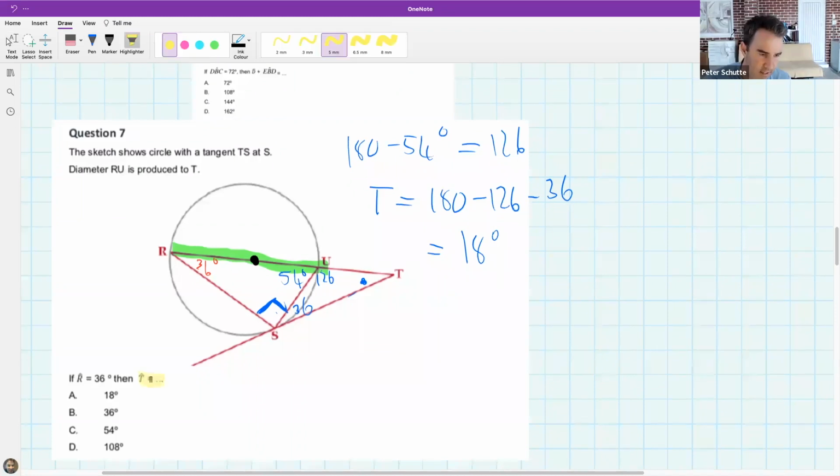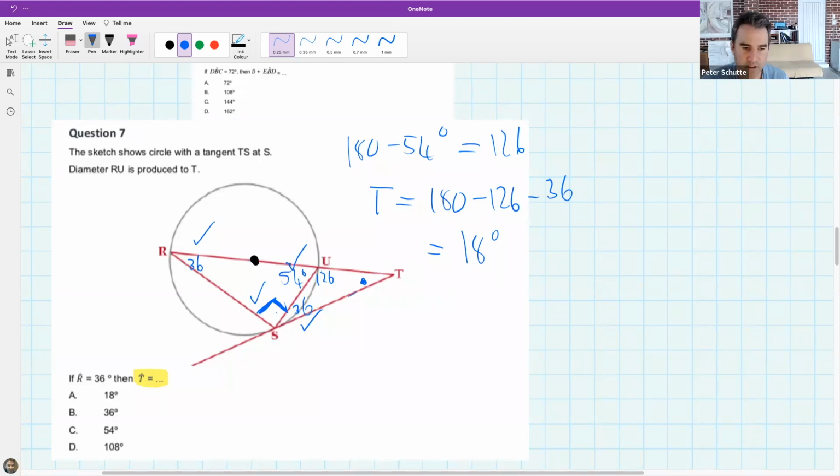In the beginning, it said, what is T equal to? Now, the very first stop on the journey was to say that if R is 36, that's good news for us. We know that that's 36. So let's even write that in. Then we said that this angle S, or RSU, is equal to 90 because of another theorem. Then we said that this angle over here is going to be 36 because of the tan chord theorem. Then we worked out with the sum of angles in a triangle that this was 54.